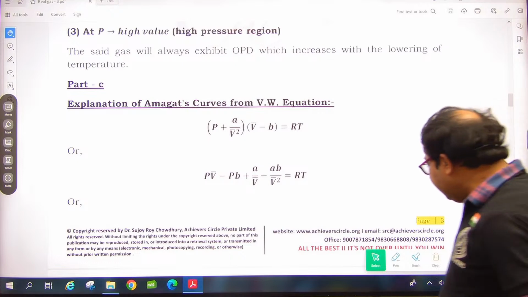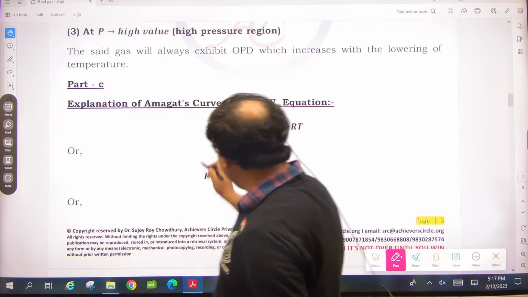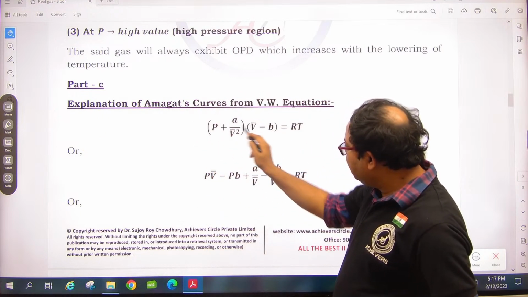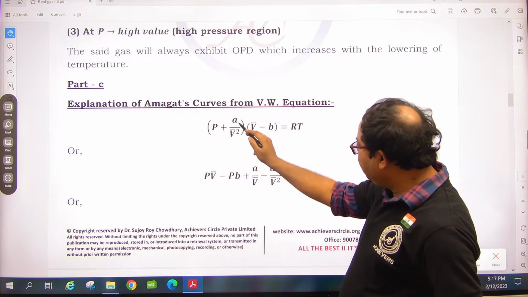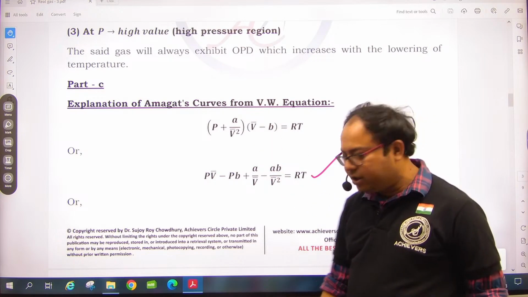Now let's make an attempt to explain it. So at first you multiply this stuff together, P V bar minus PB plus A by V bar minus AB by V bar squared equal to RT. So I've got it.